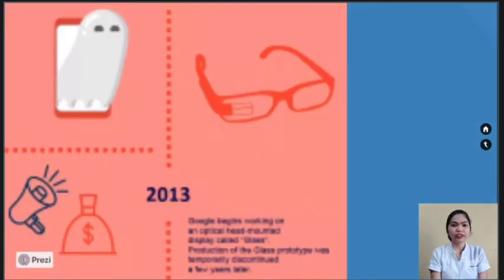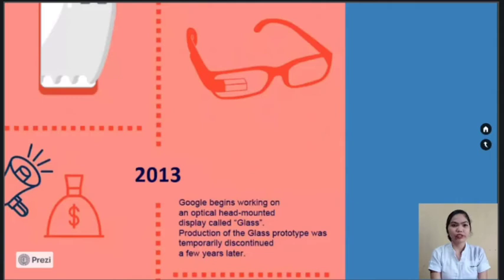In the year of 2013, Google began working on an optical head-mounted display called Glass. Production of the Glass prototype was temporarily discontinued a few years later. Google Glass is a head-mounted display designed as eyeglasses. It features Bluetooth connectivity to the internet via users' smartphone, voice control, touchpad, camera, and display.